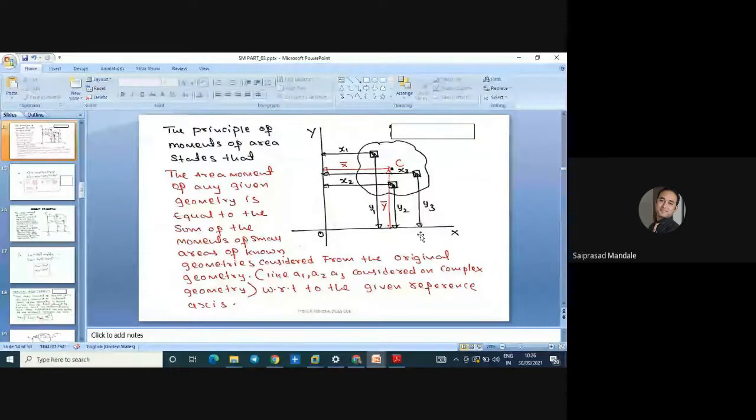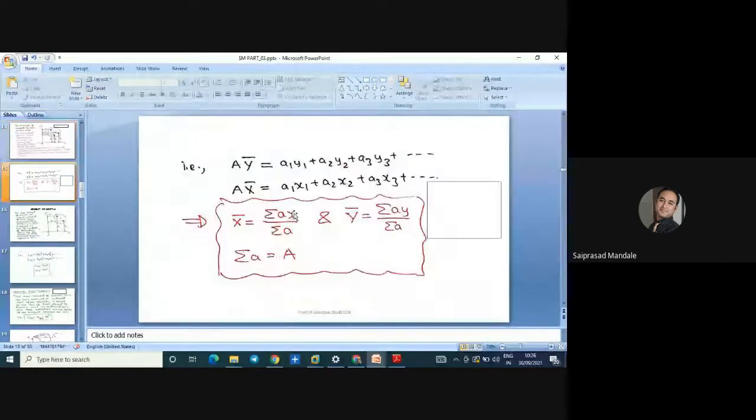area, in that case, how to calculate? So it is nothing but A y bar is equal to A1 y1 plus A2 y2 and so on, based on the number of points. And for x bar it is A1 x1 plus A2 x2 and so on. This formula we don't require. We require second moment of inertia.